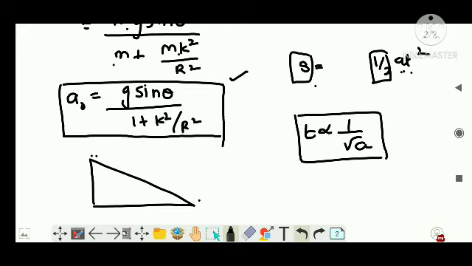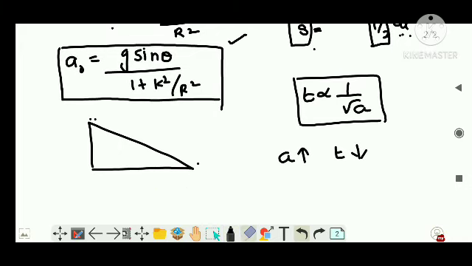That means if a rolling body is having higher acceleration, then it will be having less time to reach the ground. If a rolling body is having lower acceleration, it will take maximum time to reach the ground. Keep this in mind. The object which is having higher acceleration takes less time to reach the ground. A body which is having less acceleration takes more time to reach the ground. This much is clear, right?